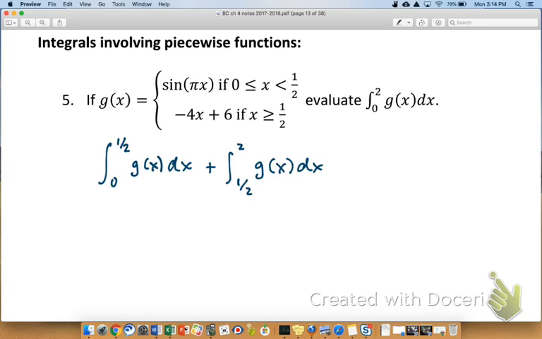In this case, we want to split it up because then we can apply the particular rule for g of x that goes with the domain that it actually goes with. And then we'll deal with the mechanics of it tomorrow. But anyways, that's it. You're remembering. You're coming around. We're getting there.